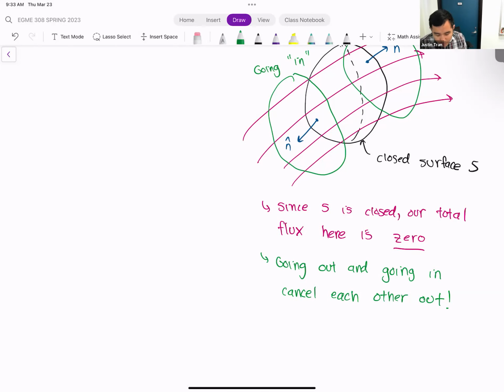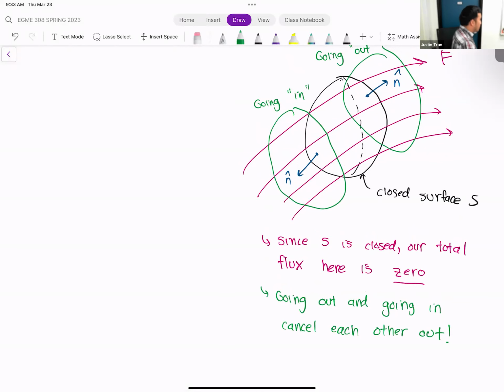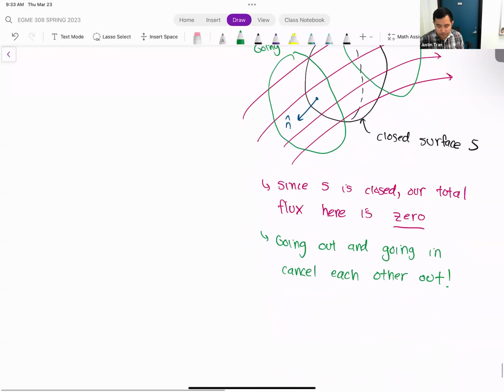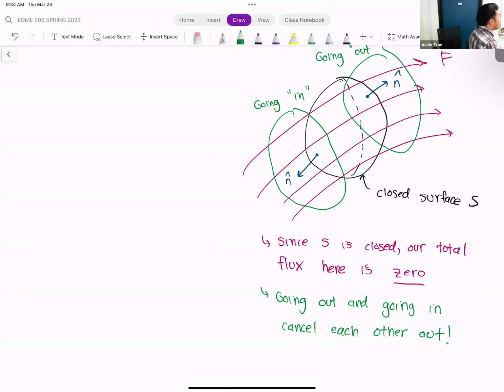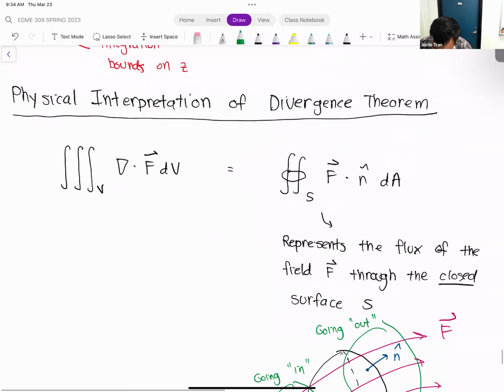And so this revelation should shed some new light on how we interpret this. The surface integral for the divergence theorem is actually a special surface integral in that it's on a closed surface, right? It's not on an open surface, it's on a closed one. And so what that side represents is the total, net amount of flux going in and out of a region.